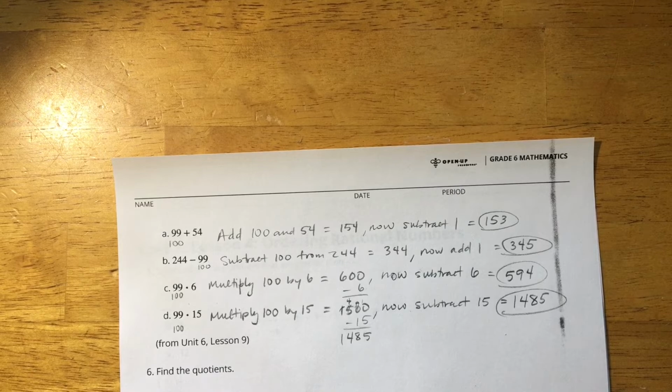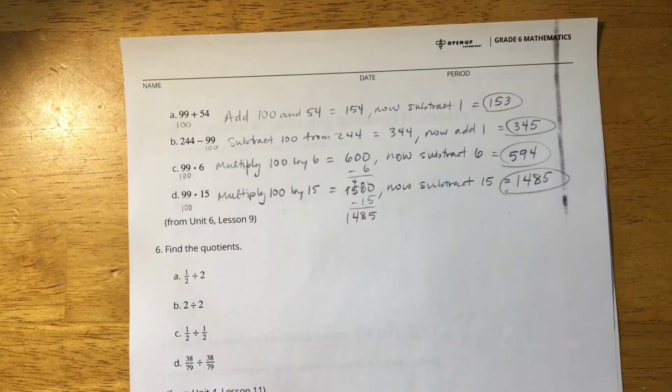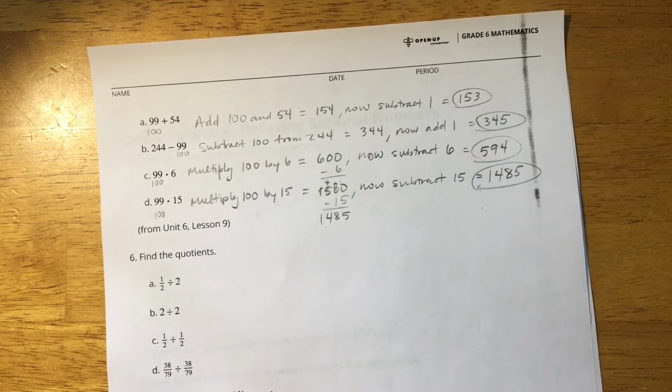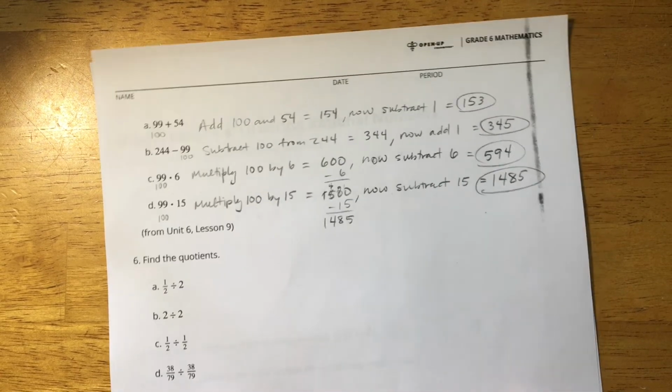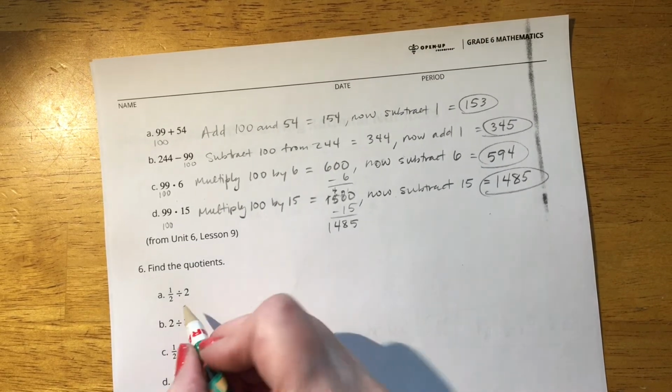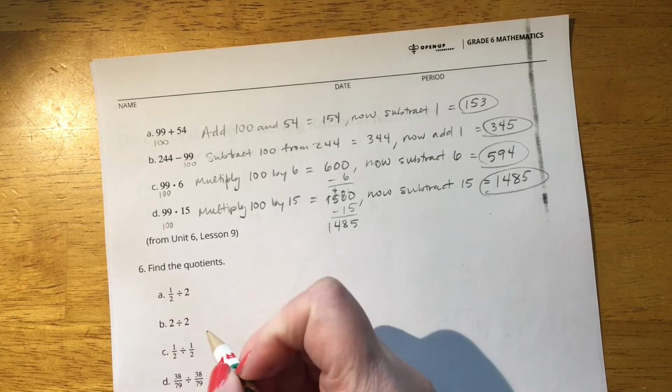Okay. Okay? Very, very good. Number 6. Review from Unit 4. That was a while ago, but we can do this. Here we go. 1/2 divided by 2.